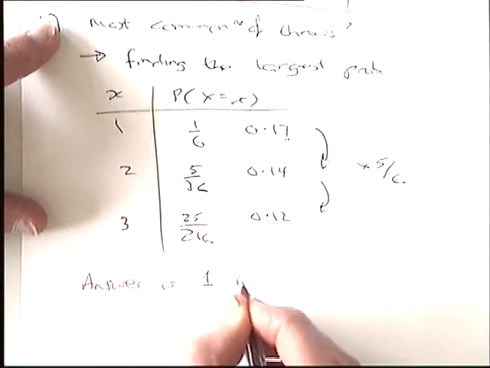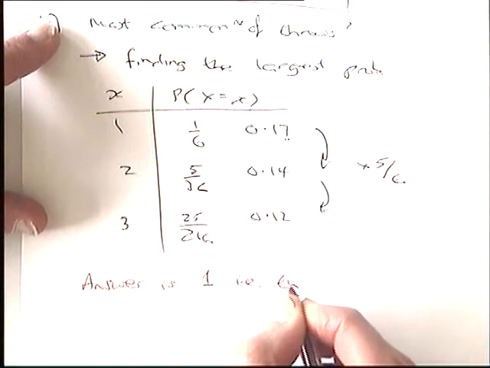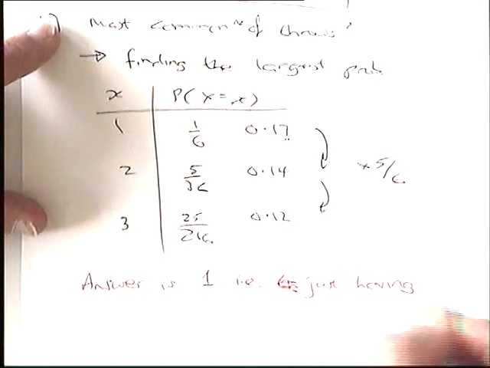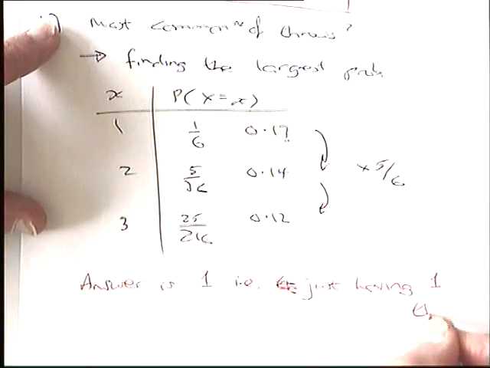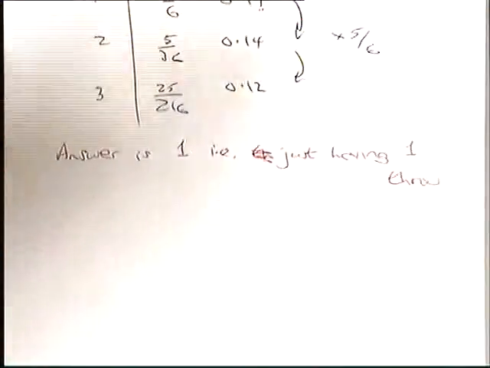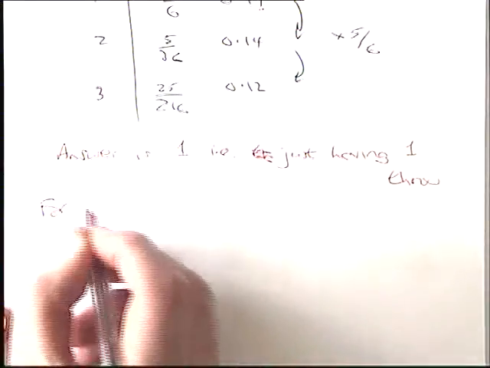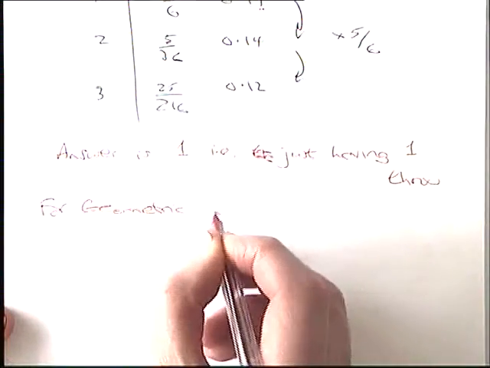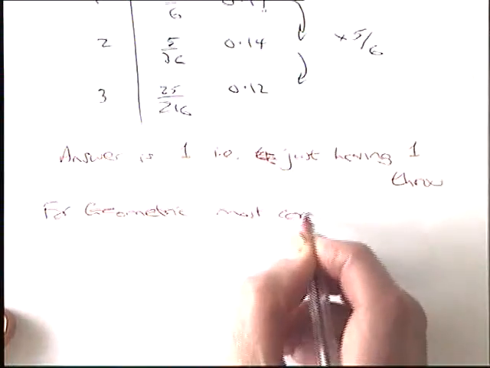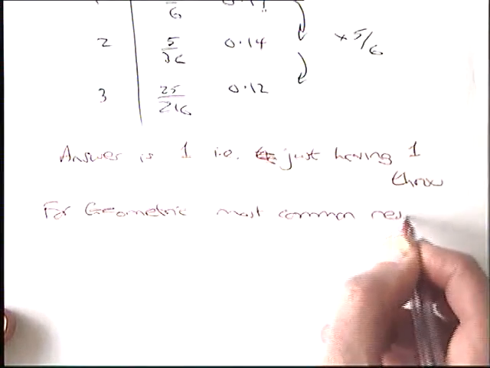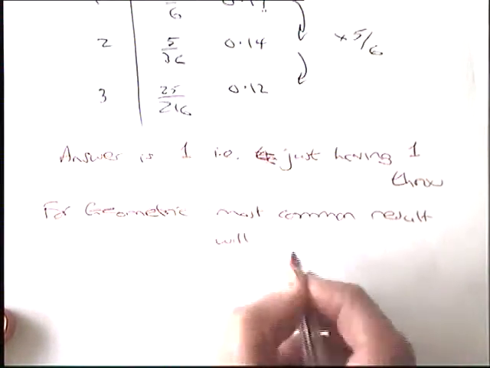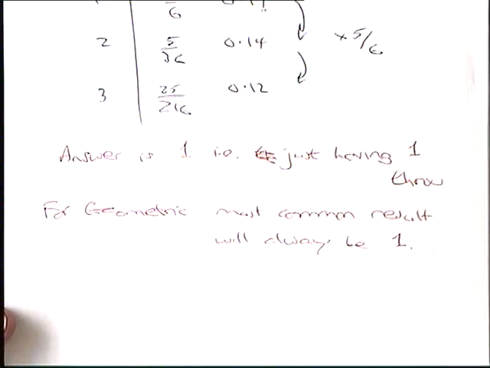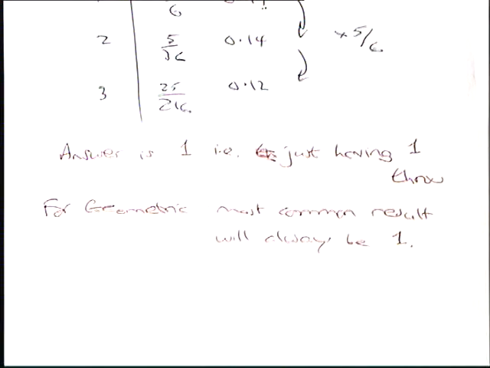Answer is 1, i.e. the first throw, or just having one throw rather. So the most common result will be just having one throw. And for the geometric, that is always the case. For the geometric, the most common result will always be 1, no matter what p is, because p will always be a 0-point number.